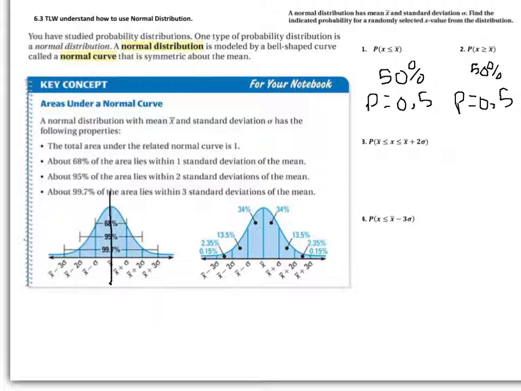Okay, let's look at this next one. They want it to be between the mean and 2 standard deviations. So if you look, we want to be from here to here. So we have 34 plus 13.5, which is 47.5. So the probability is 0.475.